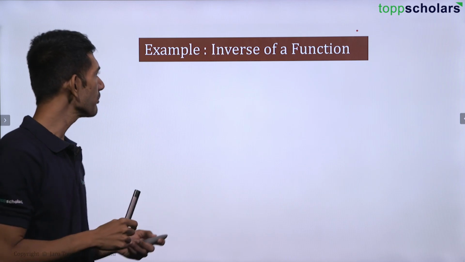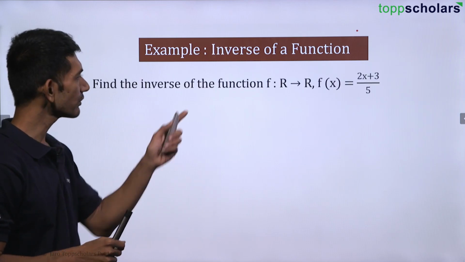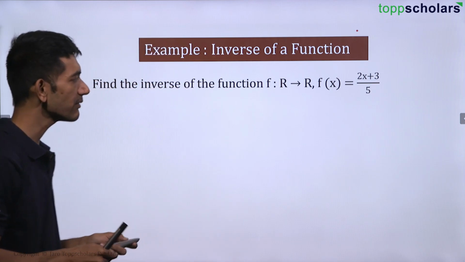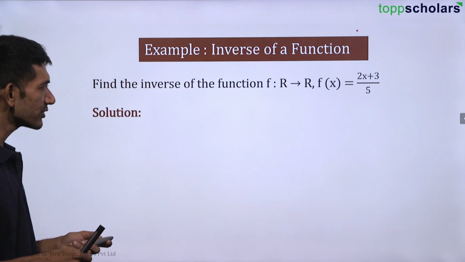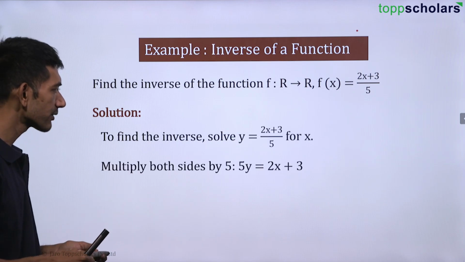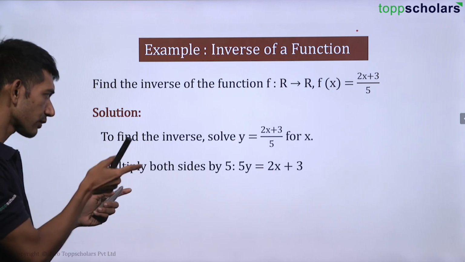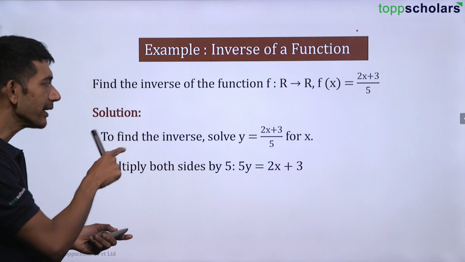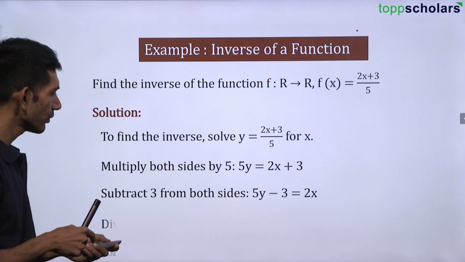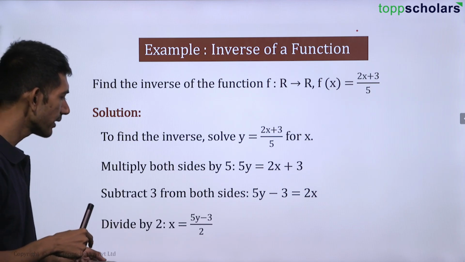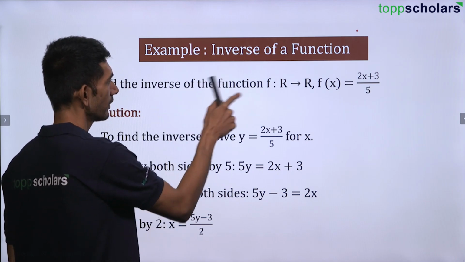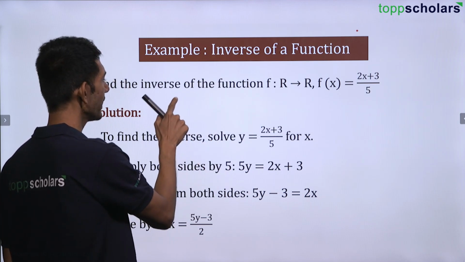Now let us see a problem based on inverse. Find the inverse of the function f from R to R such that f(x) is equal to (2x + 3) by 5. So we know the procedure, right? We will consider f(x) as y. Then we solve for x, that is, we put y, then find x in terms of y. But we know that f(x) is y.